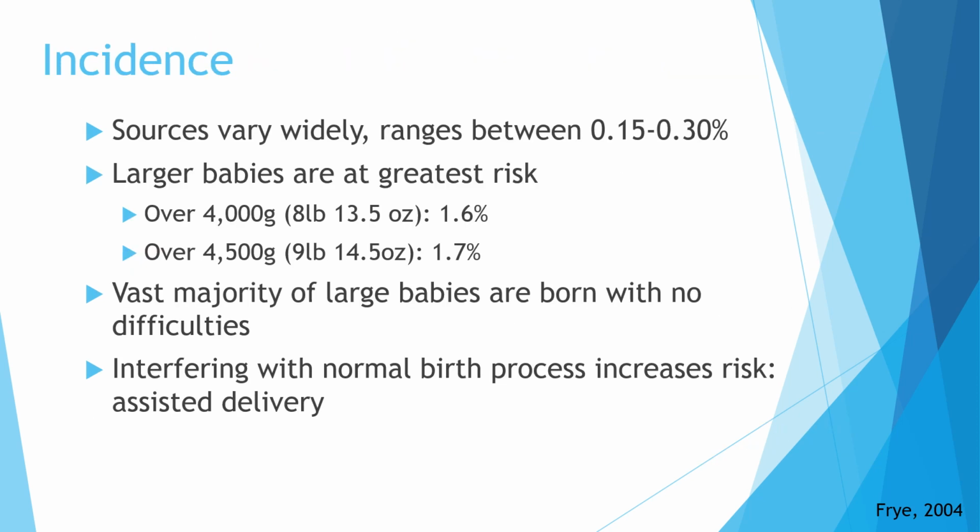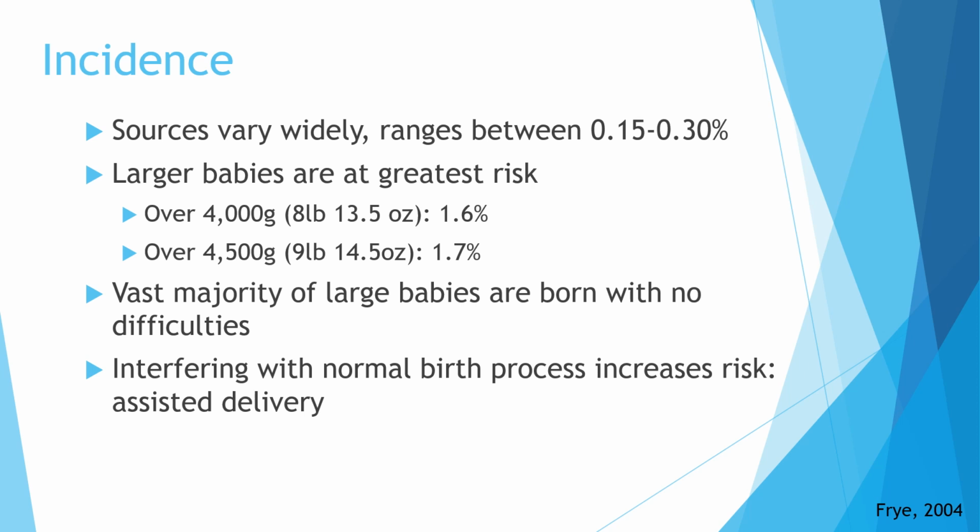Incidence: sources vary widely. They can range from 0.15% all the way to 0.3%. Larger babies are at greater risk. There's still studies saying you're just as likely to have a little baby as a big baby for a shoulder. But that's the first thought in the medical community: oh, big baby, got to watch for shoulder dystocia.